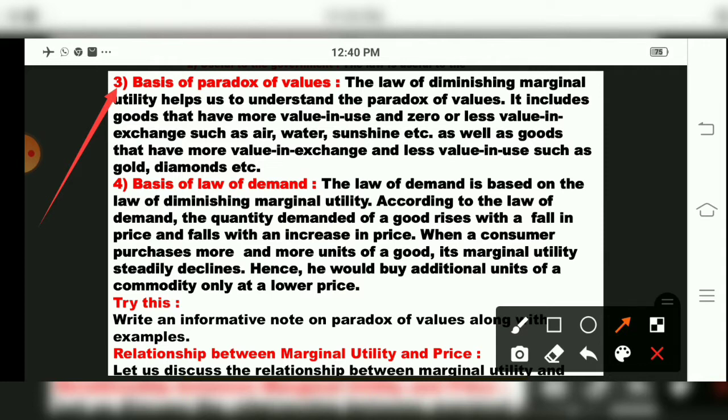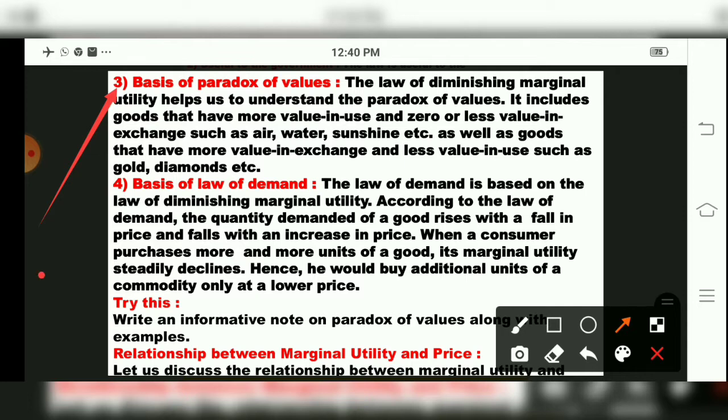So value in use means what? The things we daily consume but their price is less, and the things we rarely use but the price is high, that is called value in exchange, children. So this is what the law of DMU tells us, that it is based on the paradox of value. It includes goods which have value in use and zero or less value in exchange, such as air, water, sunshine, as well as goods that have more value in exchange and less value in use, such as gold, diamonds, etc.